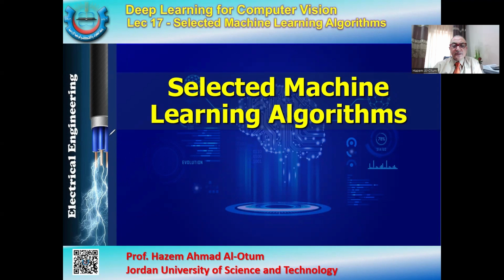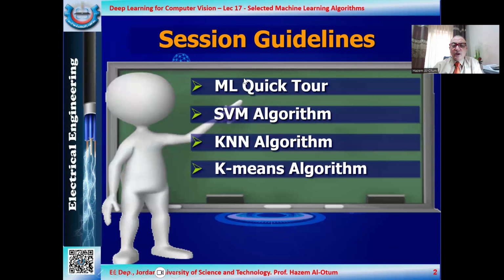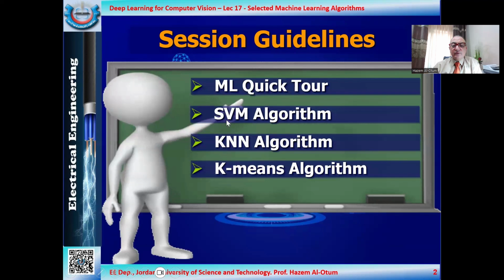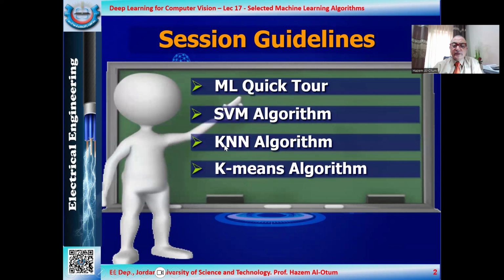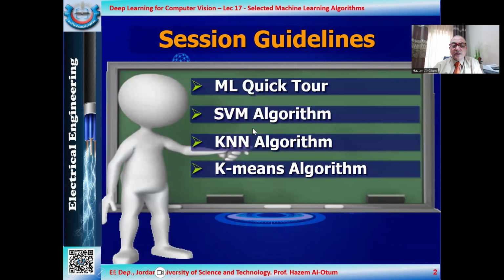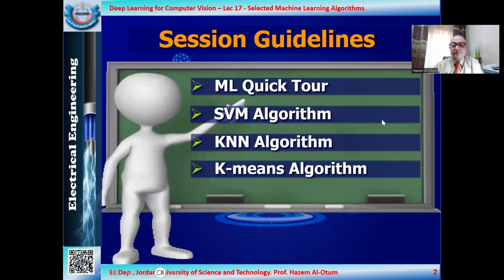As you see from the title, we are going to talk about various machine learning algorithms. We'll start with the session guidelines. We'll have a quick tour on machine learning. Then we'll talk about the support vector machine algorithm. And next we'll talk about the k nearest neighbor algorithm. And finally, we'll have a look at the k-means algorithm.